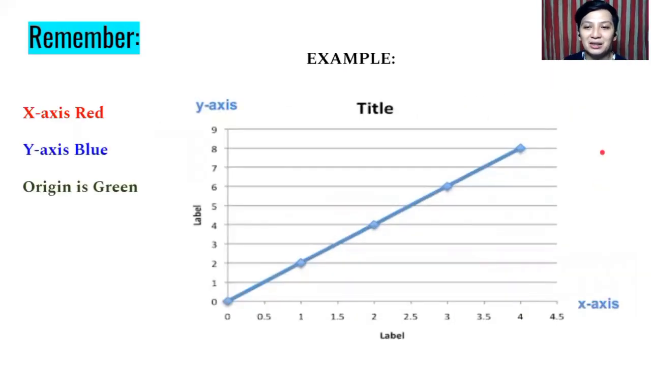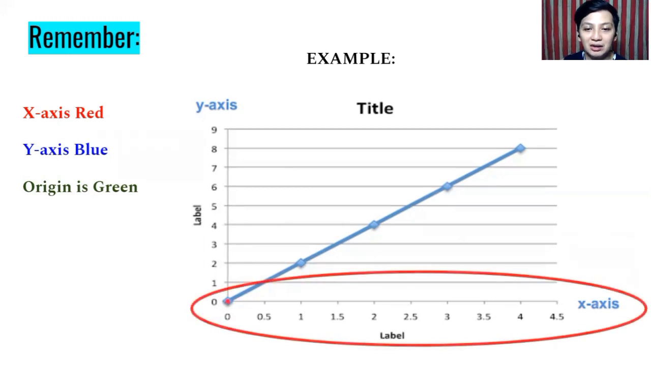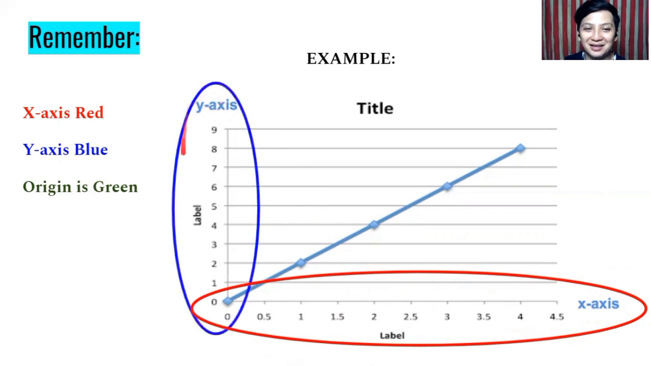Okay, so let's have an example. So, x-axis is the red one. Sorry, this one should be red. Okay, this one should be red, x-axis. And then the blue one is the y-axis. So the point of origin is green on this side. Okay. So origin, this one. Okay. This one is the x-axis. And then, where is the y-axis? Okay, this one. Very good.